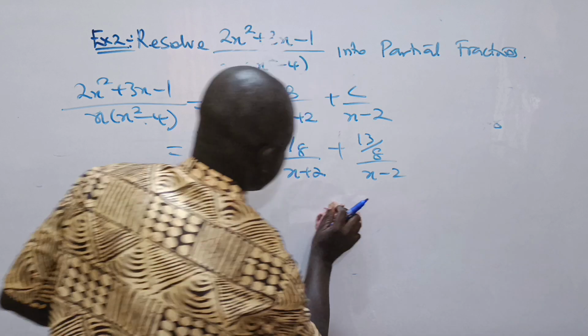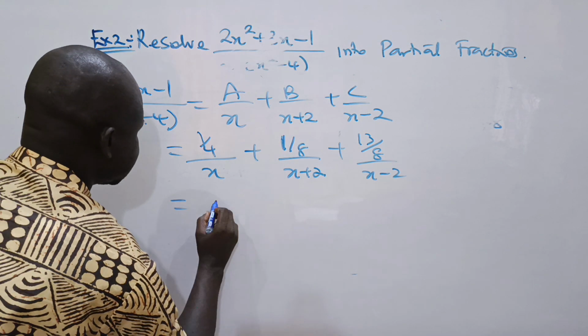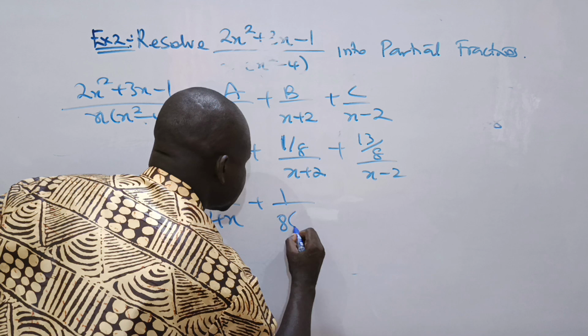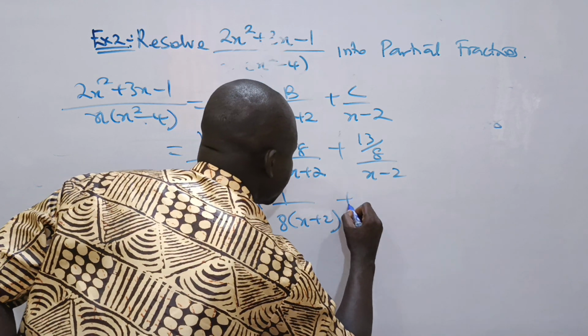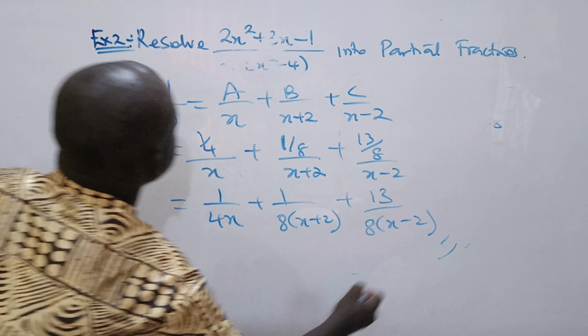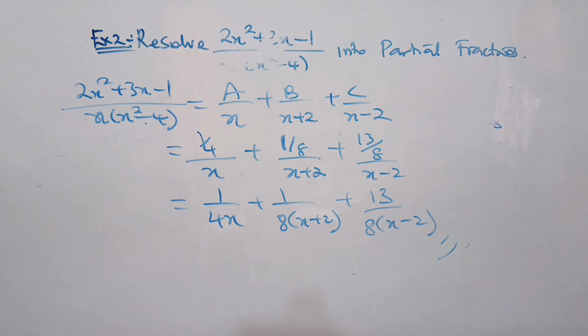That is what we are going to have. And of course, we can rewrite this as 1 all over 4x plus 1 all over 8 into bracket x plus 2, then plus 13 all over 8 into bracket x minus 2. And that is the final resolution. So that's the final answer if you have to solve this. Thank you.